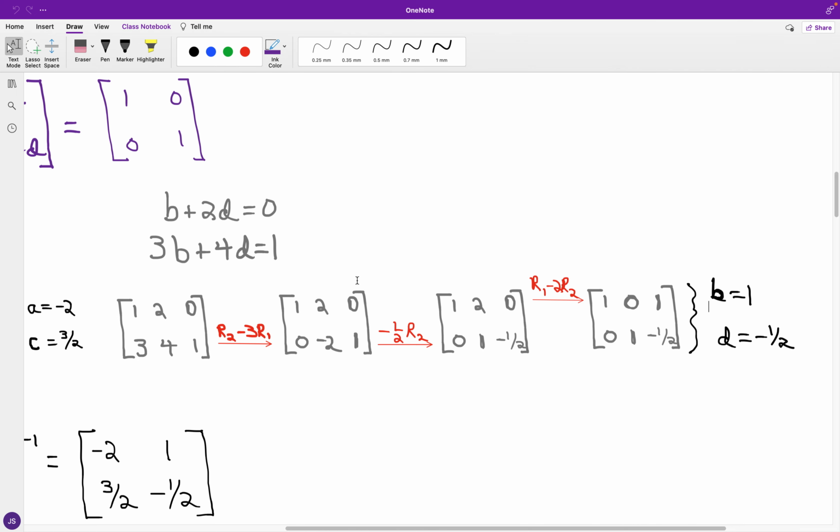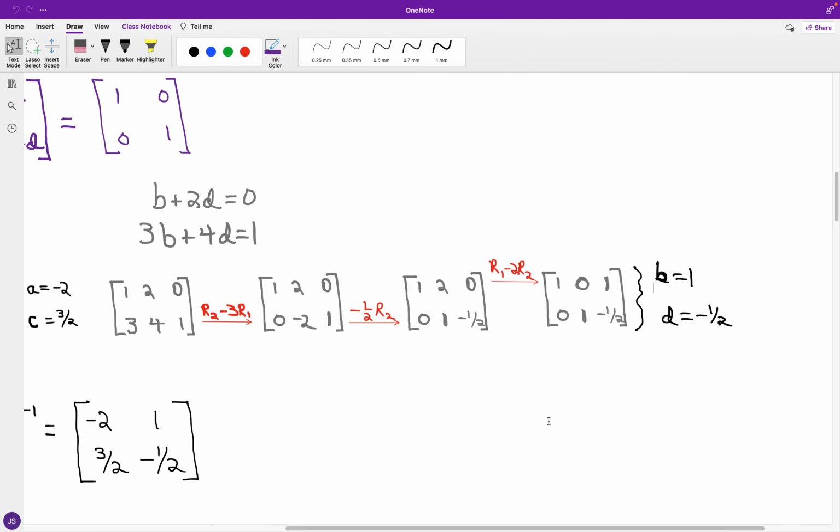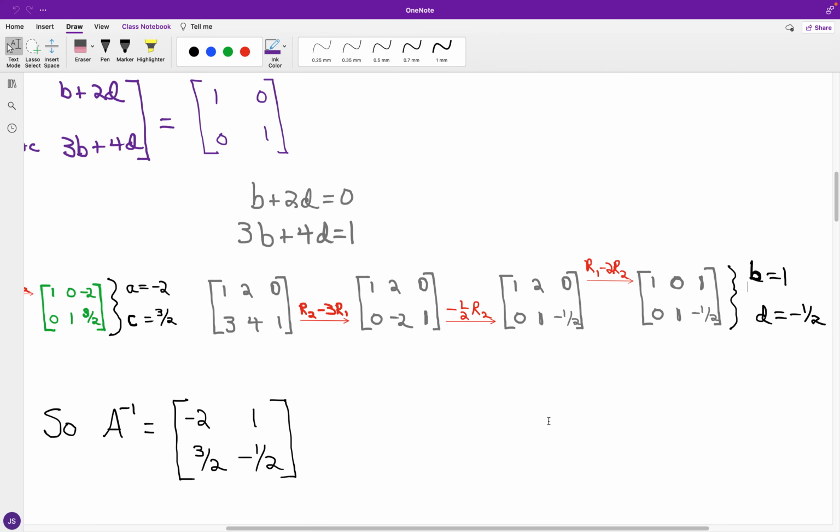So for the first two column values, I'm going to have that bit of history repeat. But for the values on the right, whereas before I started out with 1, 0, this time I'm starting out with 0 at the top, 1 on the bottom. And for the follow through here, it's going to turn out that B is going to be equal to 1 and D is going to be equal to negative 1/2. So again, we had that A was equal to negative 2, C was 3/2, B was 1, and D is equal to negative 1/2.